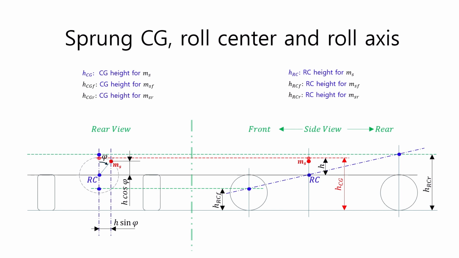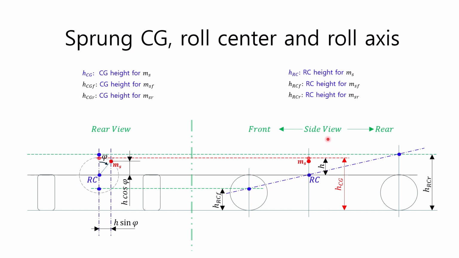This time, let's look at the geometry of the center of gravity and the roll center for the sprung mass in the cross-section of the roll axis. The figure here shows the center of gravity and the roll center for the sprung mass along with the roll axis in the cross-section of a vehicle making a normal left turn at a constant speed on a road of a constant radius. The figure on the left shows the laterally vertical section including the roll center as seen from the rear, and the figure on the right shows the longitudinally vertical section including the roll axis.